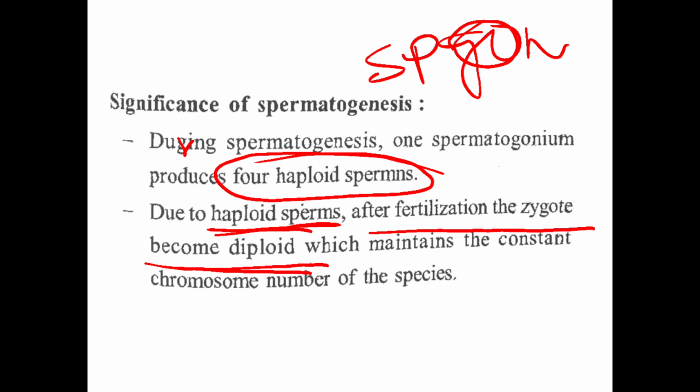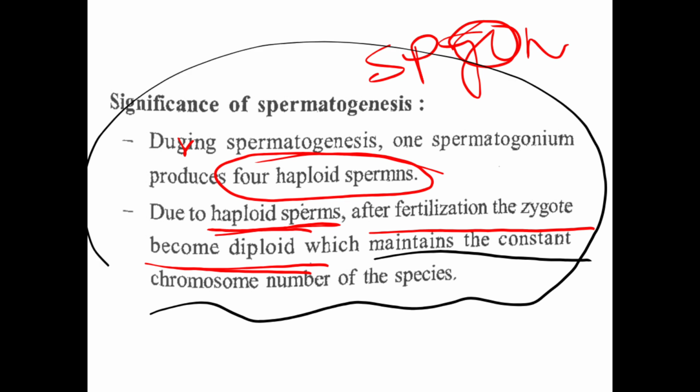Due to haploid sperm, after the fertilization, the zygote becomes diploid, which maintains the constant chromosome number in the species. These are the significance of spermatogenesis.